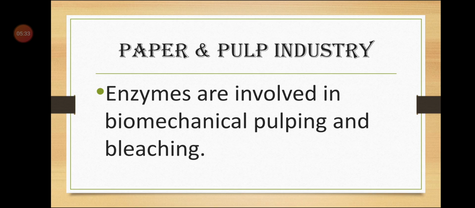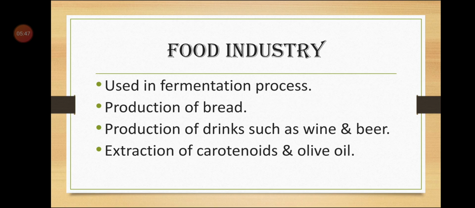In the paper and pulp industry, enzymes are involved in biomechanical pulping and bleaching. Food industry, we have studied in much detail initially. Enzymes are used in the fermentation process, in production of bread, in production of drinks such as wine and beer, and also in the extraction of carotenoids and olive oil.